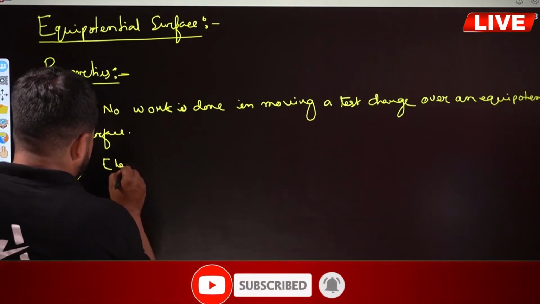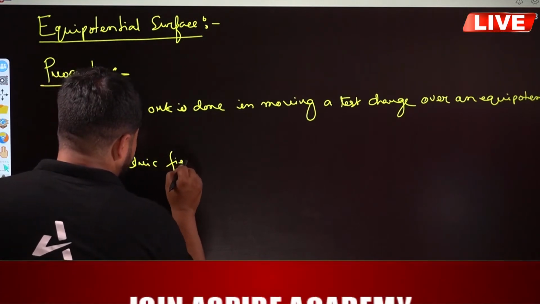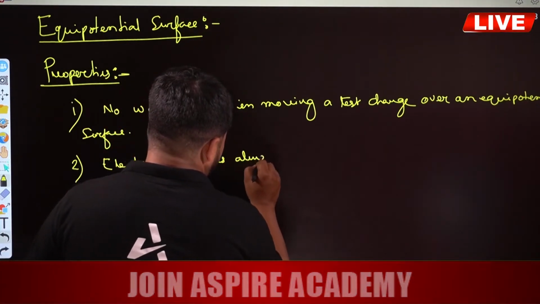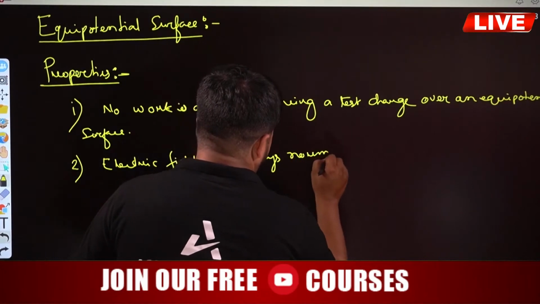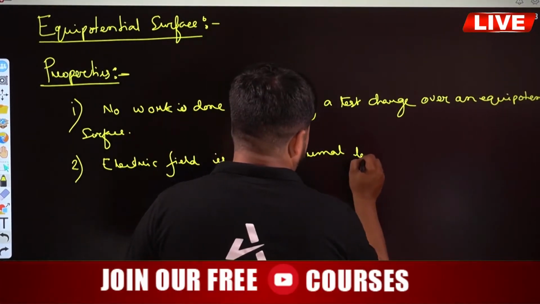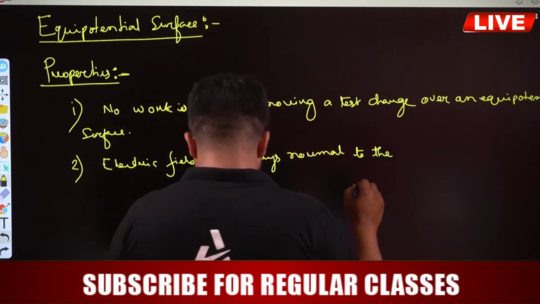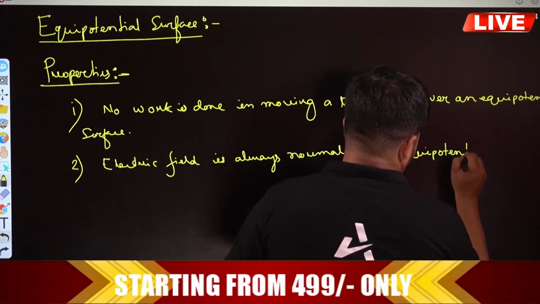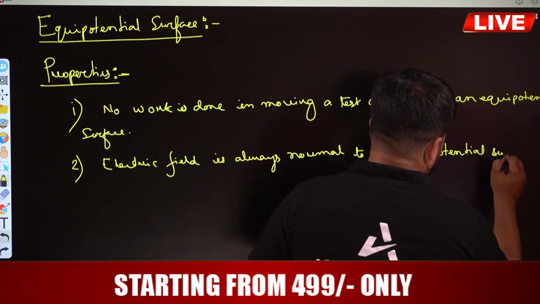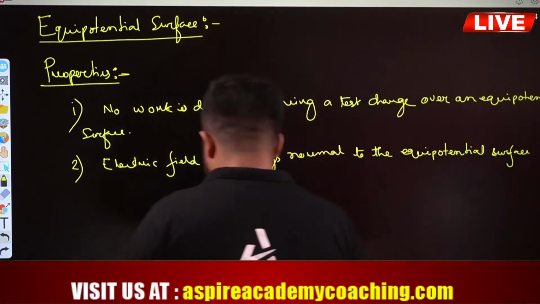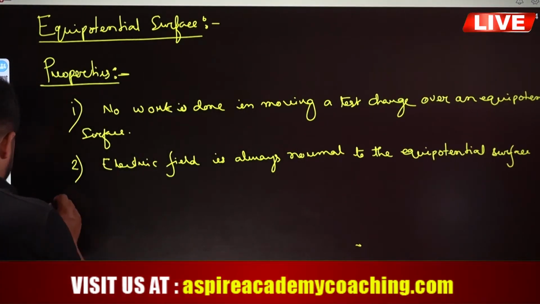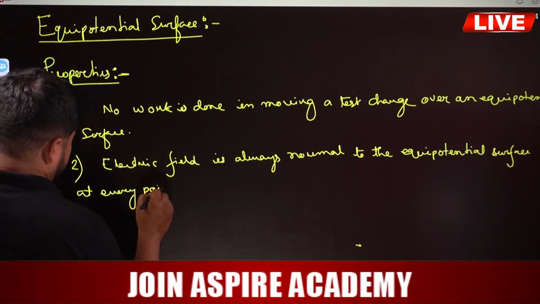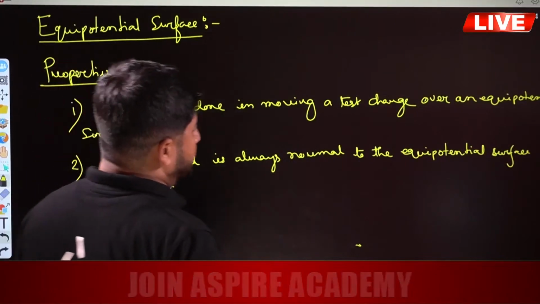Next one is electric field. Electric field is always normal to the equipotential surface at every point.